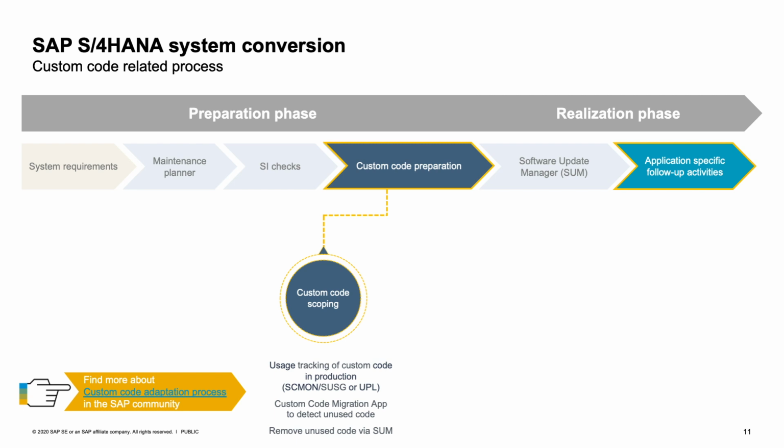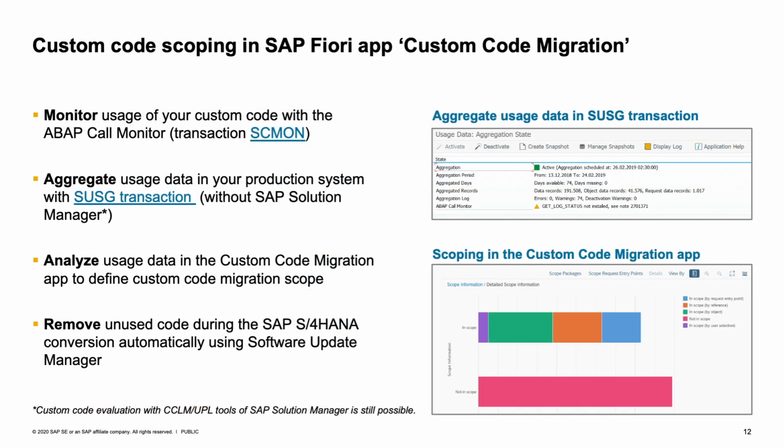So the custom code adaptation process begins with so-called custom code scoping, and you need to define the amount of custom code which will go to SAP S/4HANA. And our statistics show us that 30 to 60% of the custom code does not get executed in productive environments. And another significant part of it can be replaced through SAP standard code upon the system conversion. That's why I recommend to get rid of the unused code.